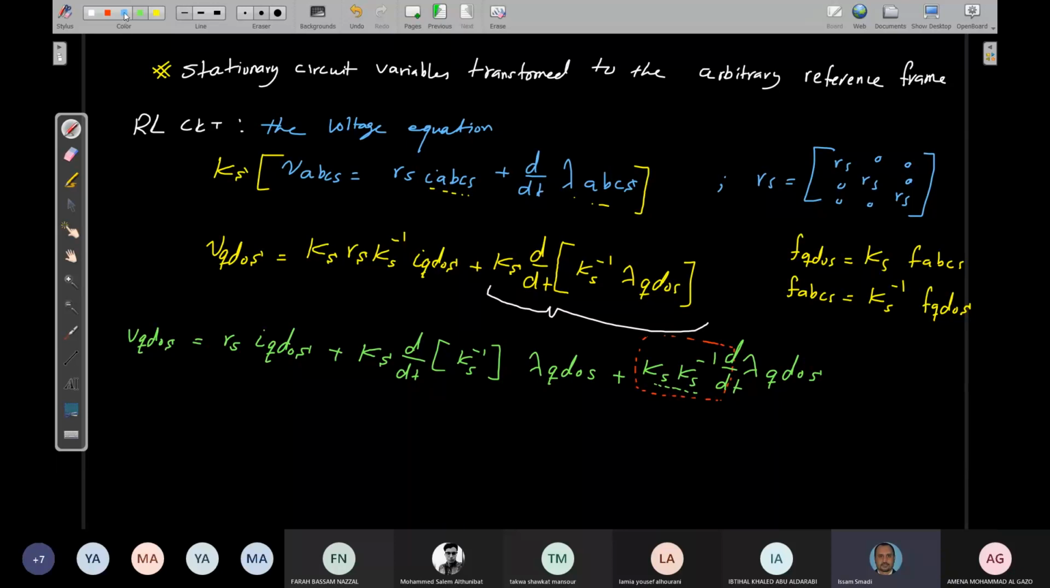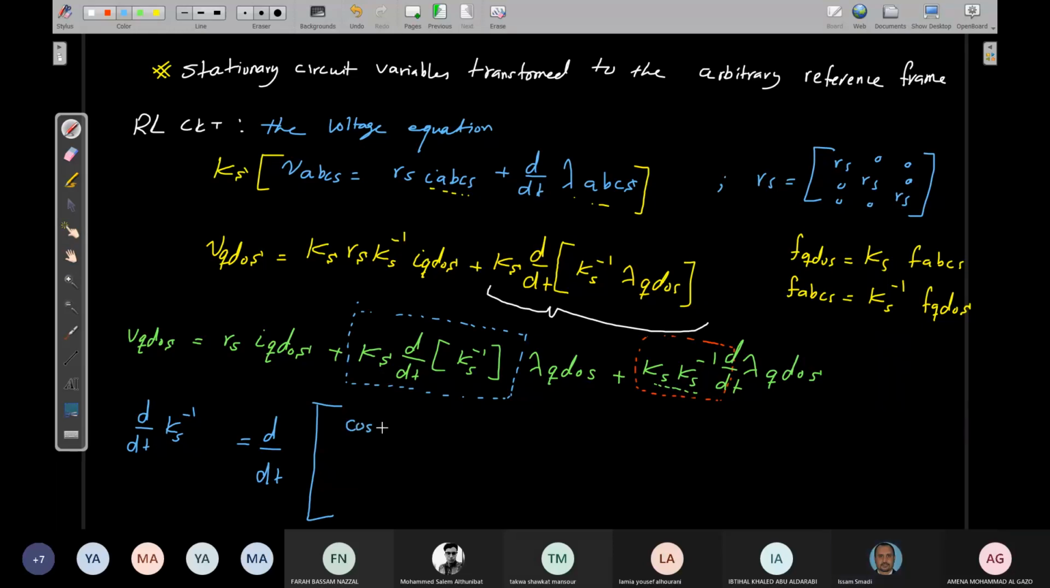I need to evaluate this term in order to finish and find the voltage equation in the QD reference frame. And to do that, the first thing is to differentiate d by dt of Ks inverse. So this will equal d by dt. Do you remember Ks inverse was equal to what?